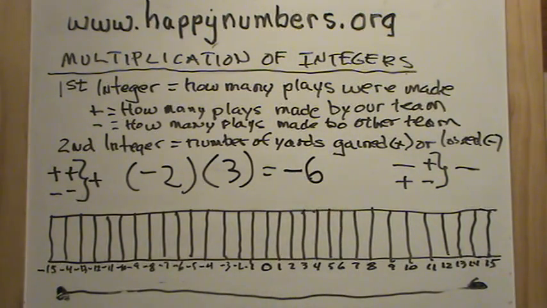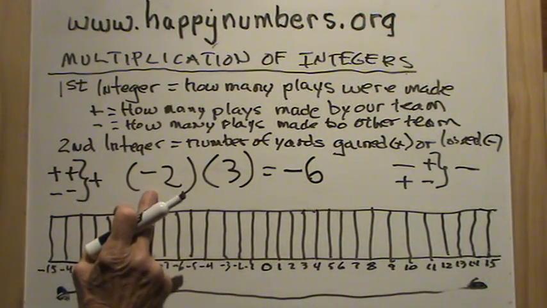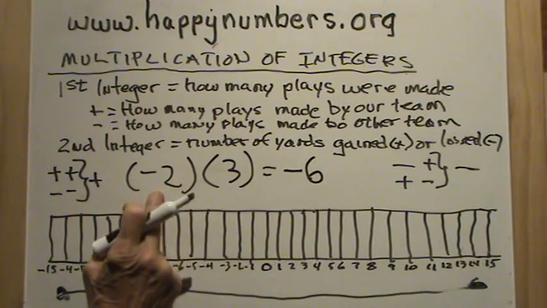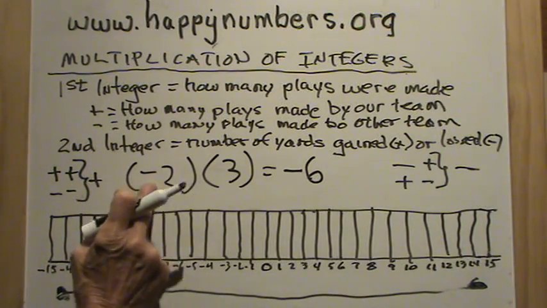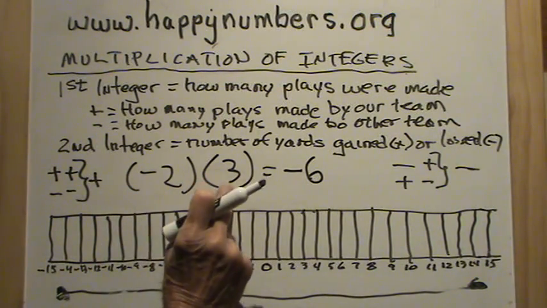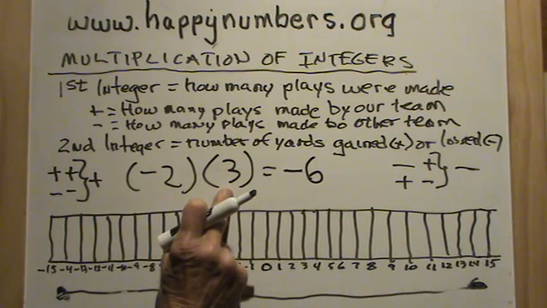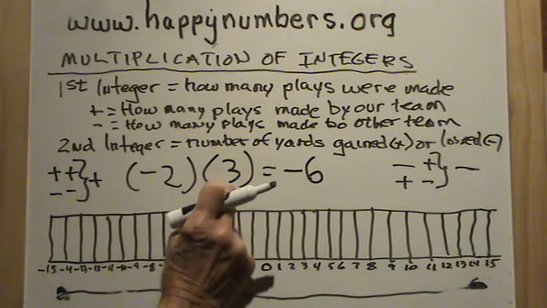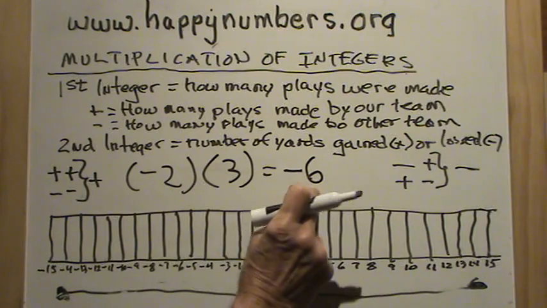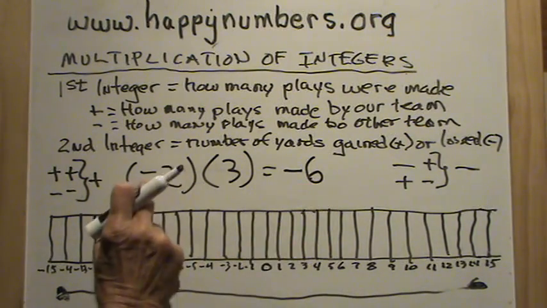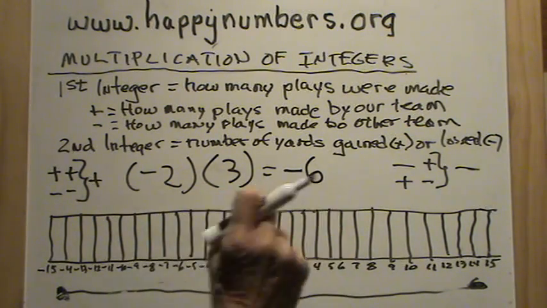We're always thinking in terms of us. So the negative, the 2 plays by the other team, the negative means the other team made the plays. And each play they gained 3 yards. That means they gained 6 yards and we lost the 6 yards. So negative times positive gives negative.